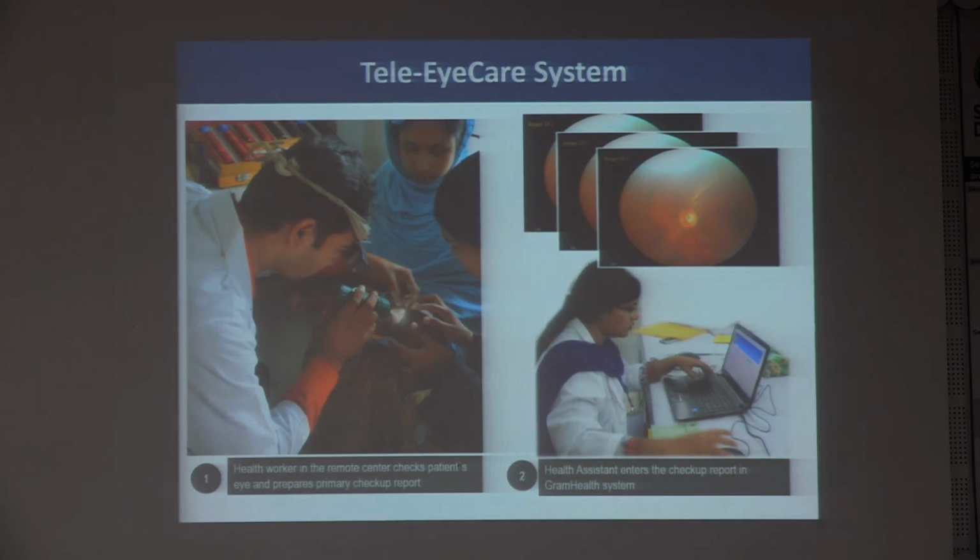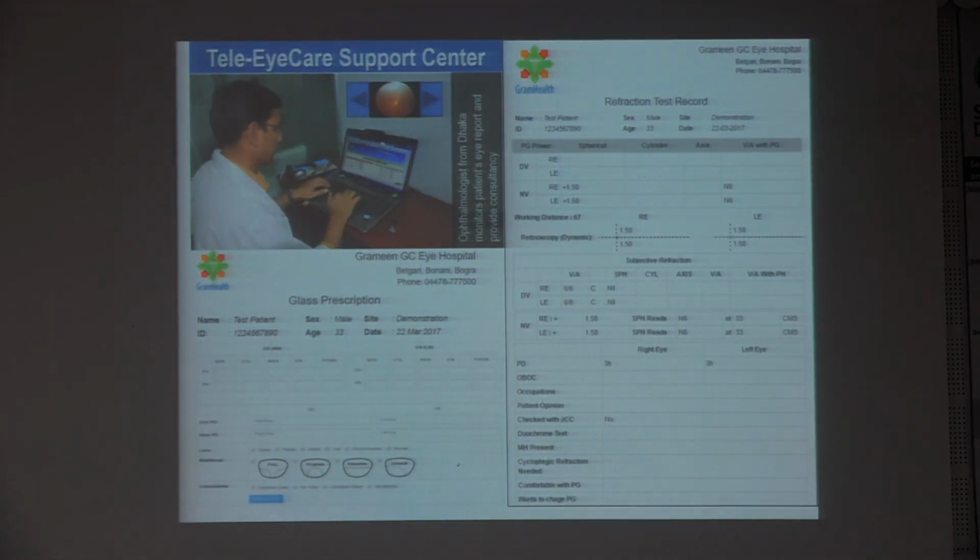And that data is transferred to the ophthalmologist in the city. So this ophthalmologist sitting in the city can see all the data and the images and videos of the patient from the urban area. And based on that, they can also make a video call with the patients and talk to them. Finally, they can prepare the prescription, including the glass prescription, whatever is needed.